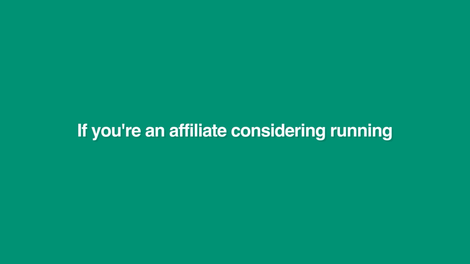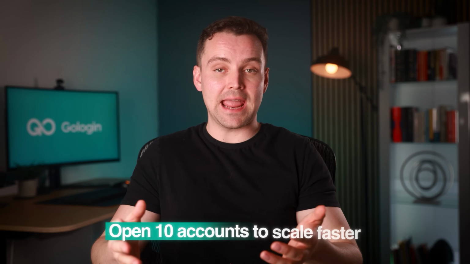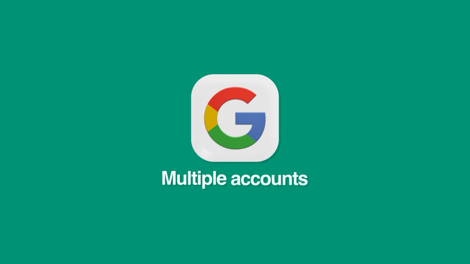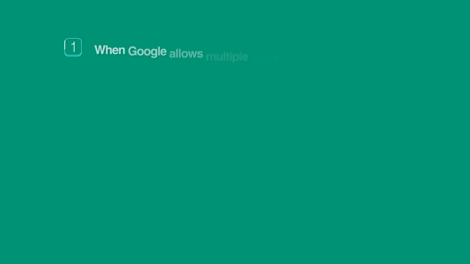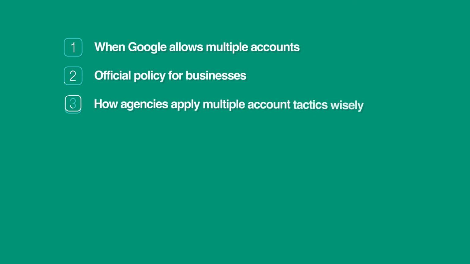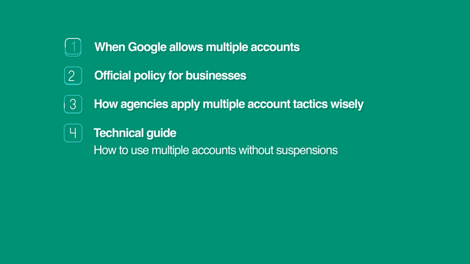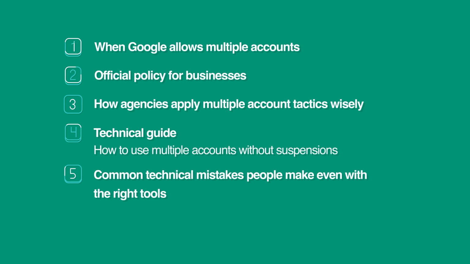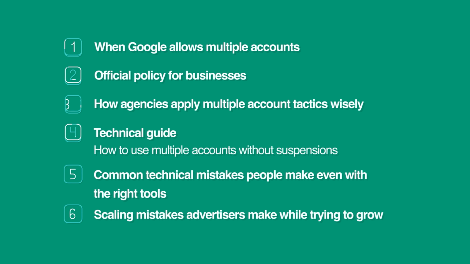If you're an affiliate considering running multiple Google Ads accounts and your current tactic is open 10 accounts to scale faster, you better slow down, because Google absolutely allows multiple accounts, but it also absolutely suspends people who use them the wrong way. In this video, I'll break down when Google allows multiple accounts, official policy for businesses, how agencies apply multiple account tactics wisely, technical guide, how to use multiple accounts without suspensions, common technical mistakes people make even with the right tools, scaling mistakes advertisers make when trying to grow.